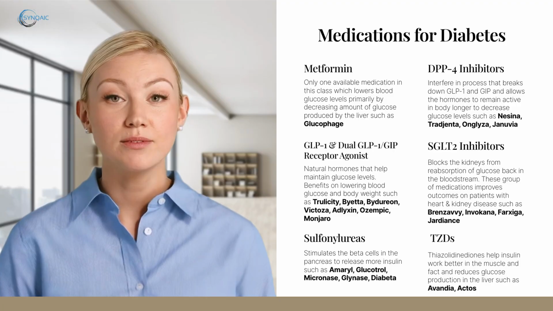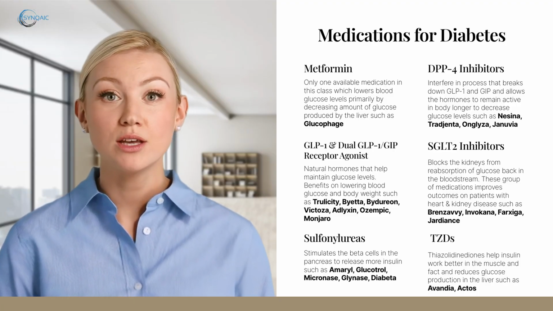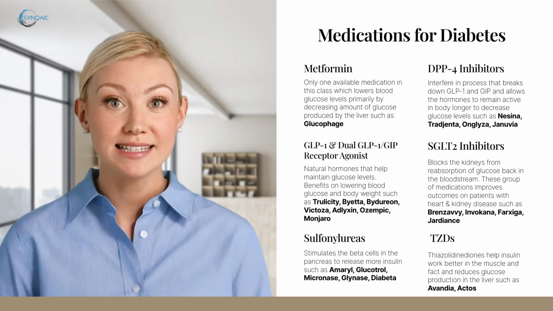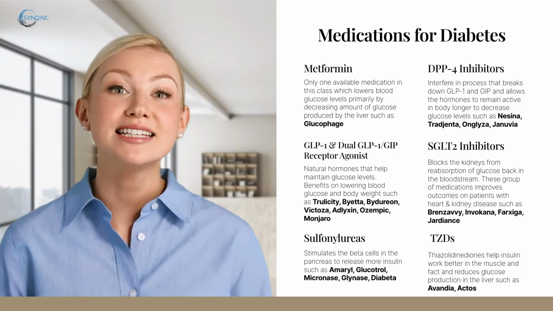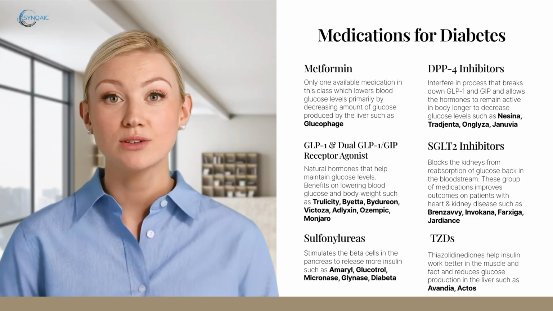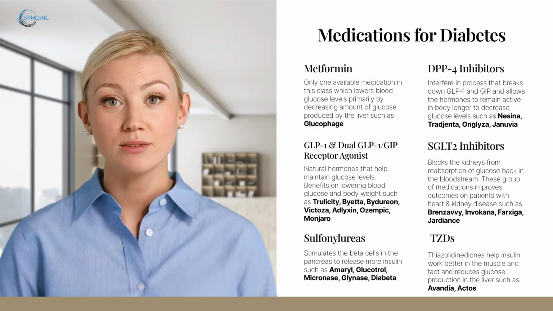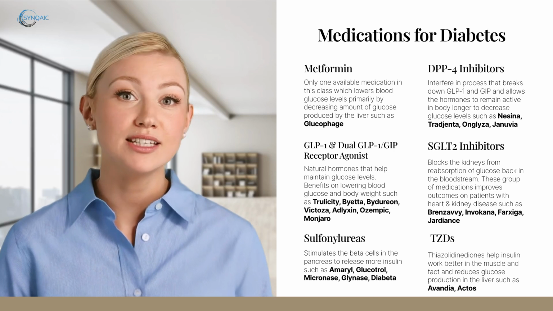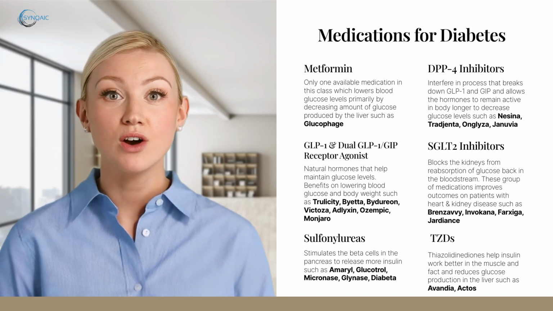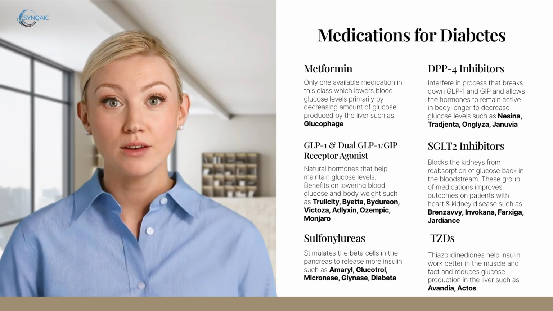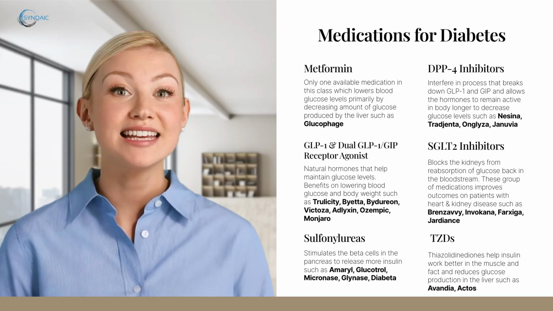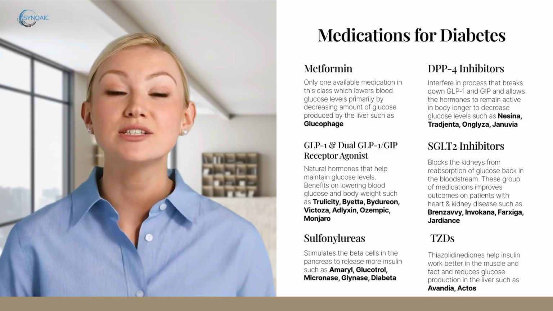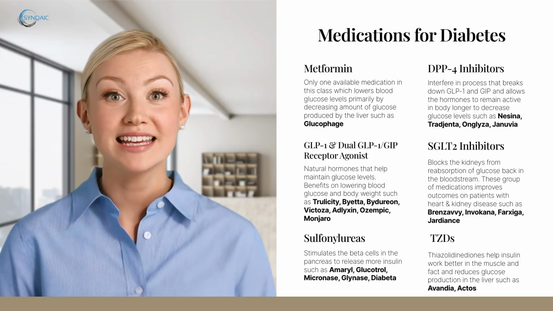Rosiglitazone, Avandia, and pioglitazone, Actos, belong to a class of medications called thiazolidinediones, TZDs. These drugs enhance insulin sensitivity in muscle and fat tissues and reduce glucose production in the liver. One advantage of TZDs is their ability to lower blood glucose levels without a significant risk of causing hypoglycemia. However, both drugs in this class can increase the risk of heart failure in some individuals and may also lead to fluid retention, edema, in the legs and feet.